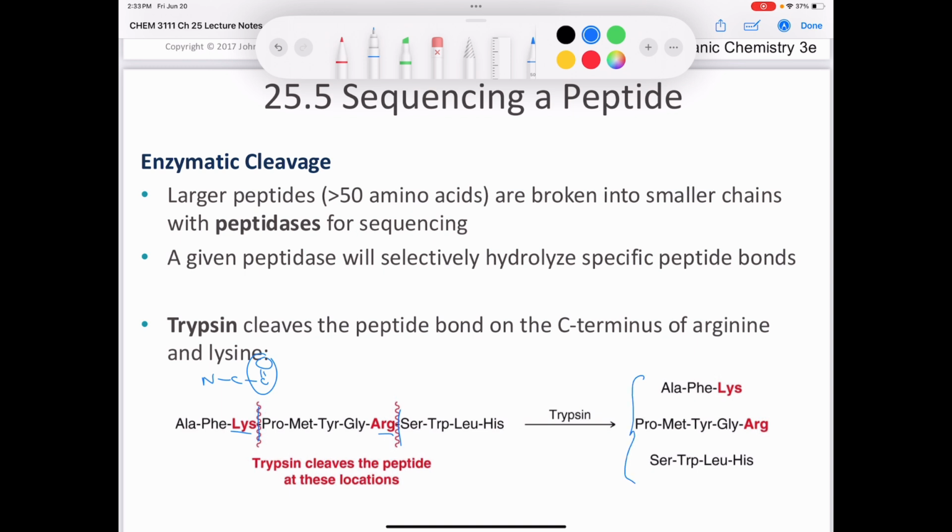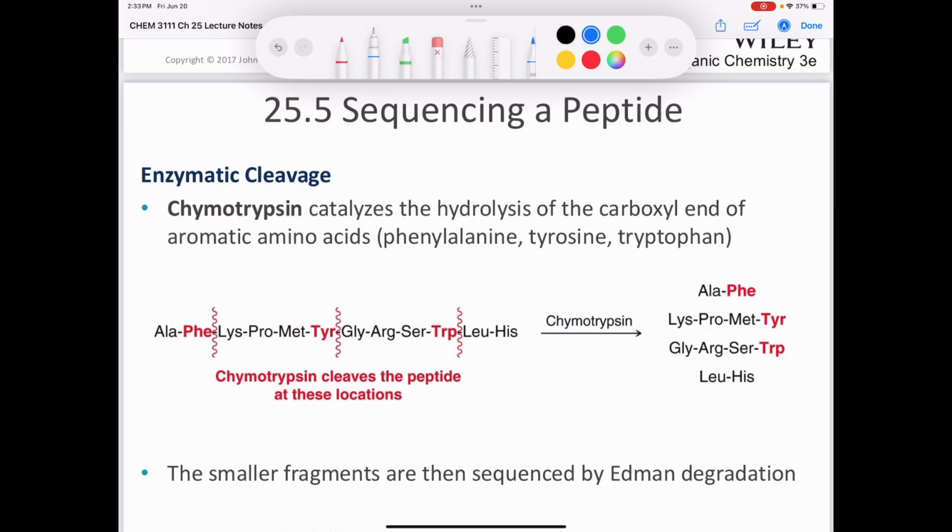And then you're going to end up with these fragments, and then you can go and sequence the fragments using your Edman degradation. Chymotrypsin is another digestive enzyme which selectively hydrolyzes the carboxyl end of amino acids containing aromatic side chains, which includes phenylalanine, tyrosine, and tryptophan. So again, carboxyl side, and you can see here we've got a phenylalanine, we've got a tyrosine, and a tryptophan. And so we end up with 4 fragments in this case. And again, we analyze these fragments using the Edman degradation. And so you probably noticed that we can take the fragments from the previous slide and the fragments from this slide, and then we can assemble it and figure out what the sequence of the peptide was.